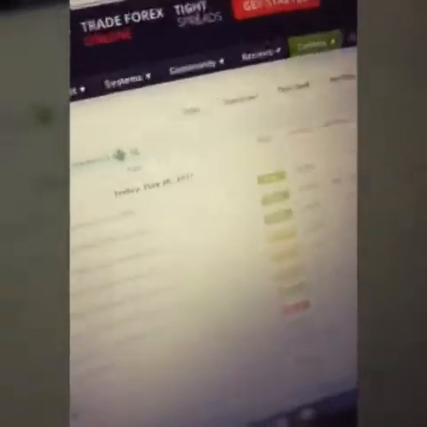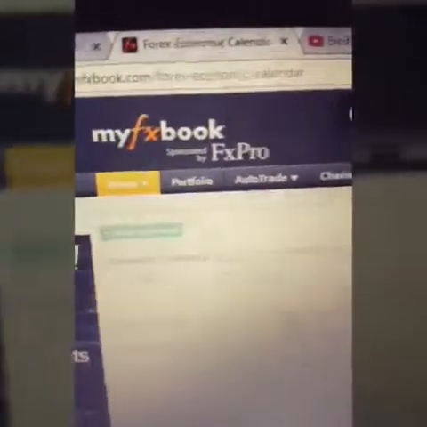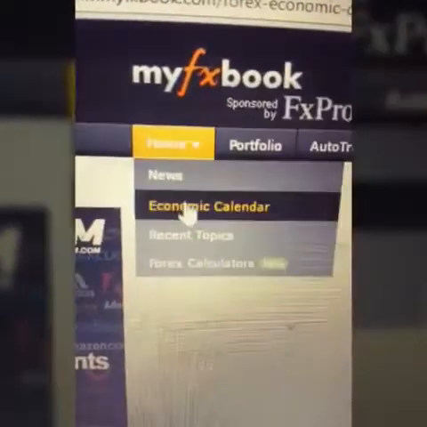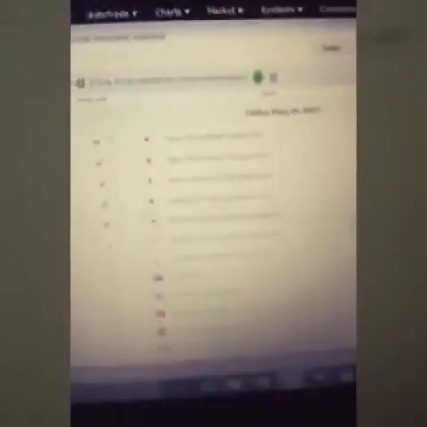Today I'm going to be showing you a very profitable trading strategy. Before you start trading, I would like you to go onto this website, myfxbook.com. When you go onto the website, go to the home page right around here, then go to economic candles, and you're brought to this page. Scroll down to the current time.